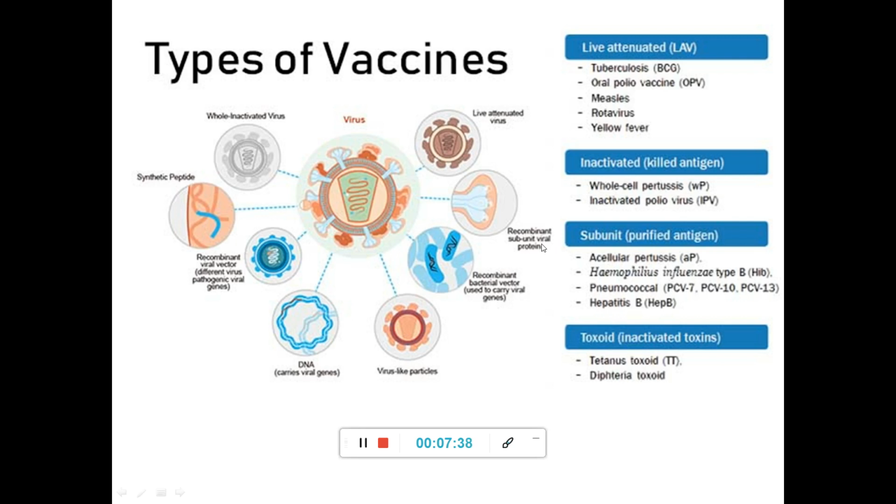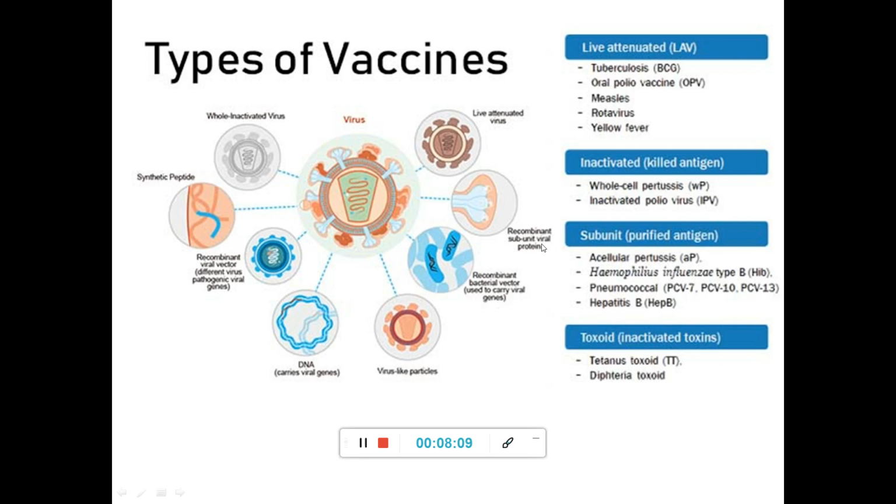A vector is something which can carry a part of DNA and multiply it rapidly. For example, a plasmid is a vector. You take a plasmid and the gene for the virus coding protein, and you produce a recombinant plasmid. Then you multiply it, and the recombinant viral proteins can be taken. That's a recombinant subunit viral protein.